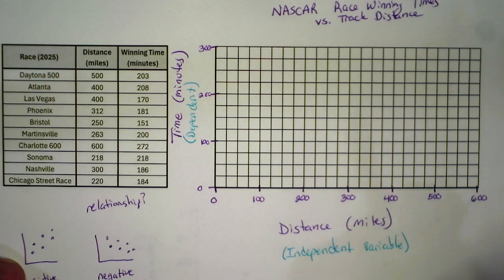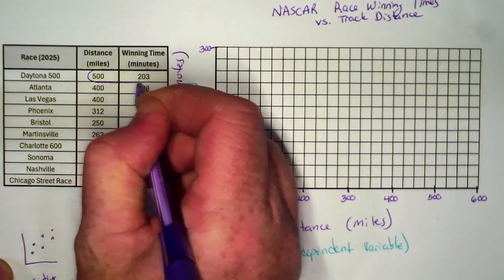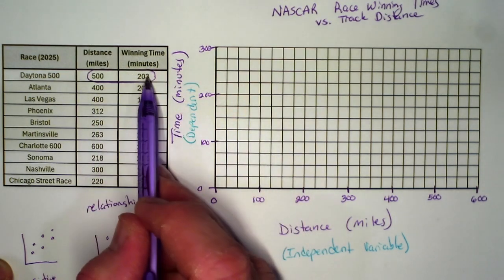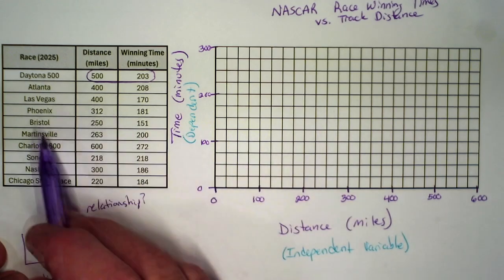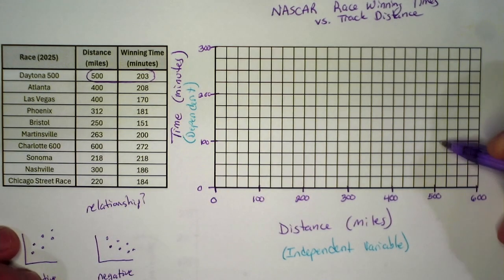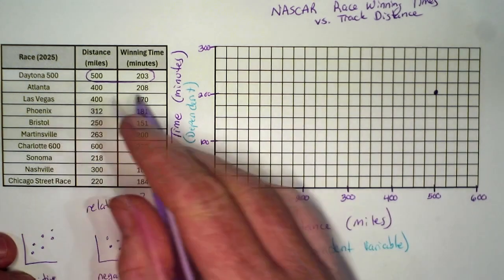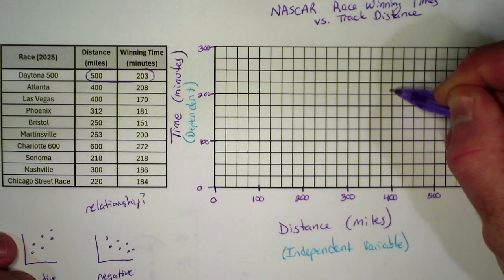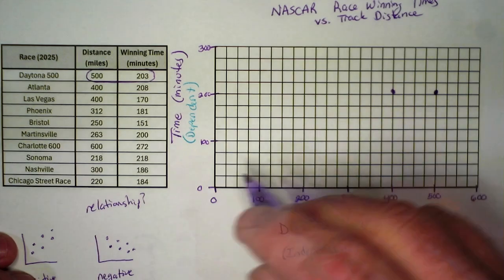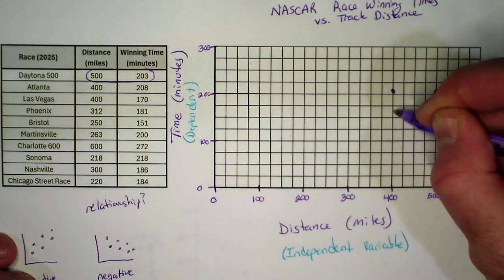But if we set it up like this, then we just look at each of these as an ordered pair. Okay, so we've got an x value of 500, a y value of 203. Now, if you don't want to hear x's and y's, just think, okay, I'm going to go to 500 on my distance and to 203 on my time, which is about there. I'm just going to estimate that, right? Okay, and then we've got 400, and we would go up to 208. And again, there's going to be a lot of estimation of dots. Now the next one down is another 400, and it's going to go to 170.